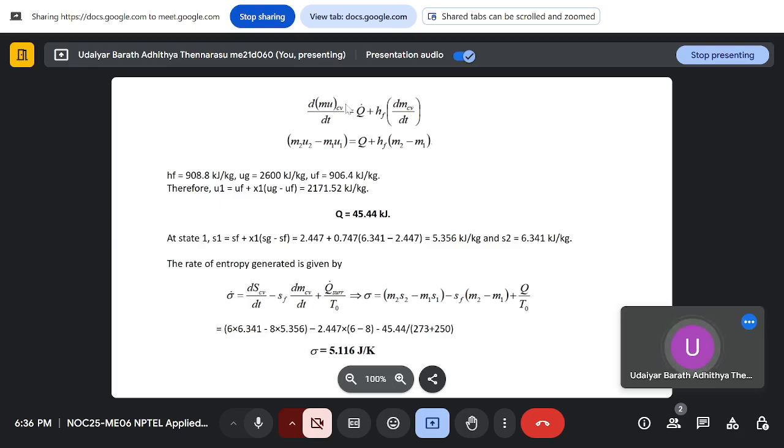So dmu Cv by dt equals q dot plus Hf dm Cv by dt. So m2 u2 minus m1 u1 equals q plus Hf (m2 minus m1). So after integrating, this is what we get.